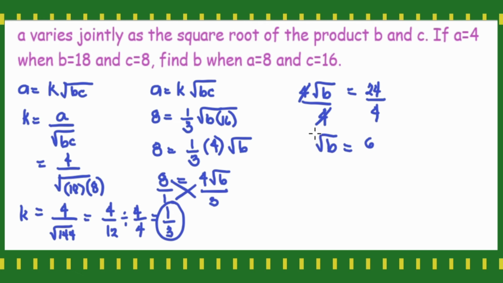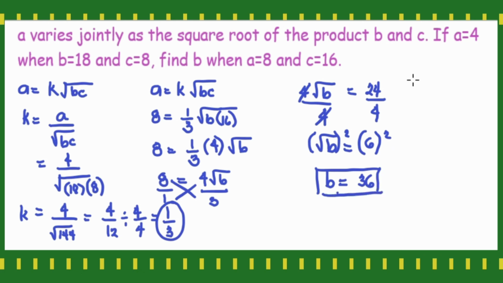Now, let's square on the left side. And para equal siya, we will also square on the right side. The square of the square root of B is actually the square root of B squared. And the square root of B squared is equal to B. And 6 times 6 is 36. So B is equal to 36.